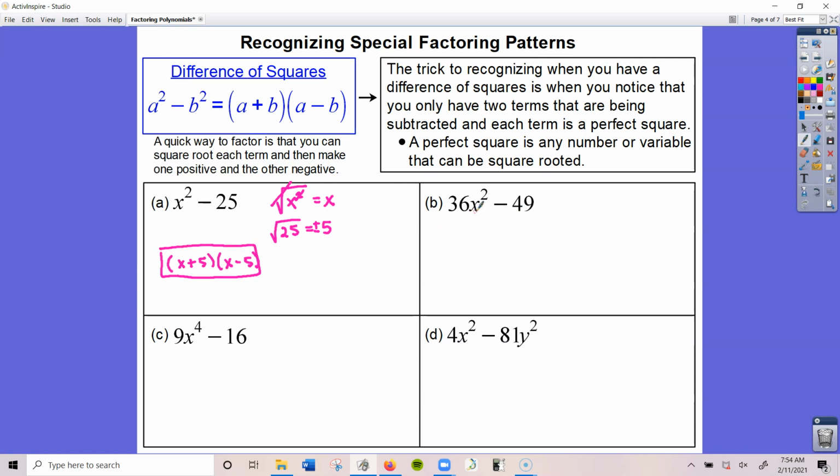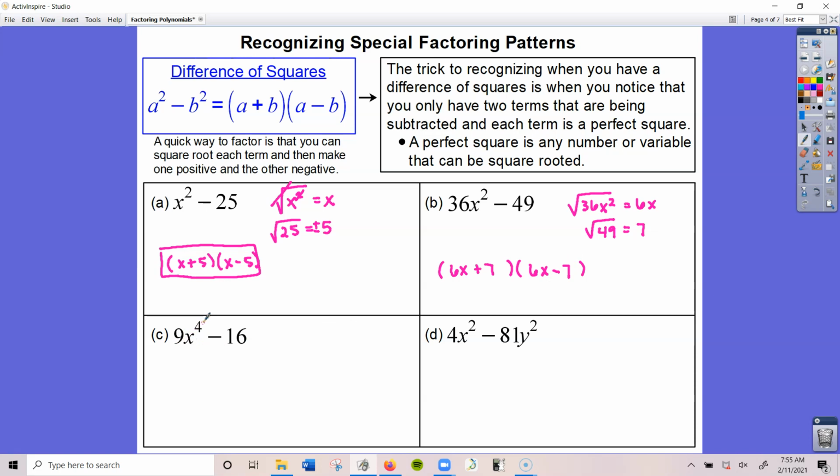In this next example, we have 36x squared minus 49. Again, this is a perfect square, this is a perfect square. If you square root 36x squared, the square root of 36 is 6, and the square root of x squared is x. The square root of 49 is 7. So now we just write our two factors making one plus and one minus. So 6x plus 7 and 6x minus 7.